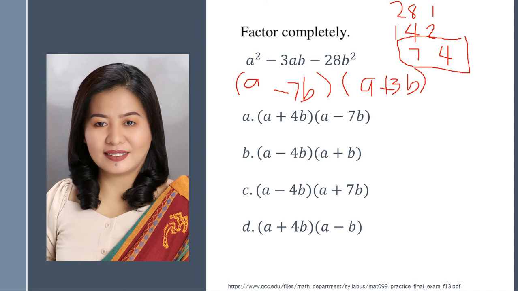So negative 7b times, oops, it should not be 7, but it should be 4b. So negative 7b times 4b is negative 28b. And negative 7 plus 4 gives you a negative 3. So answer is letter A.